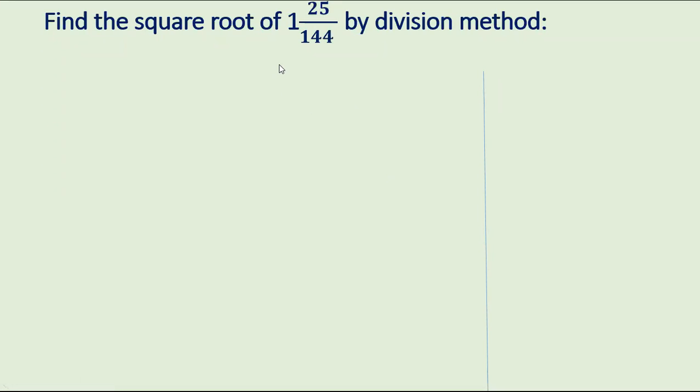Find the square root of one whole number 25 over 144. Now, how can we solve such type of question when mixed fractions is given to you? First, we have to convert the mixed fraction into improper fraction. Here, 144 into 1s are 144 plus 25. We get 169. Okay. In the numerator, we get 169 and in the denominator, there is 144. I'm repeating my words. 144 multiply with 1.